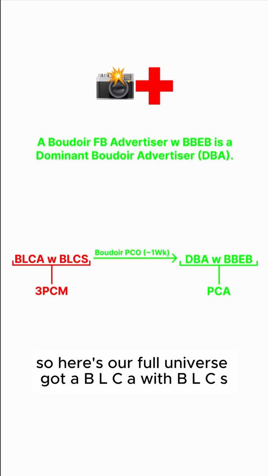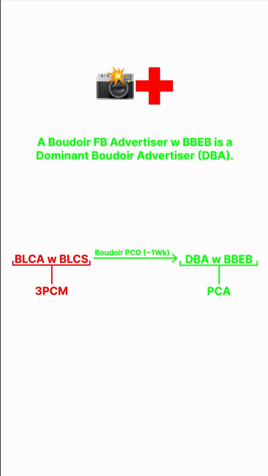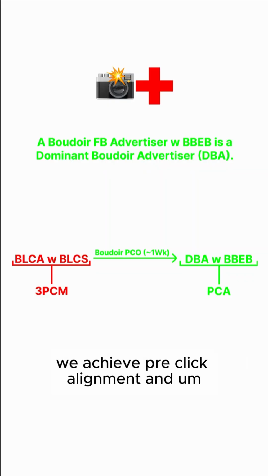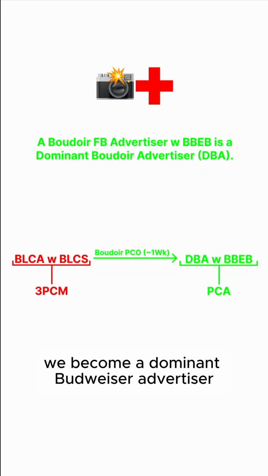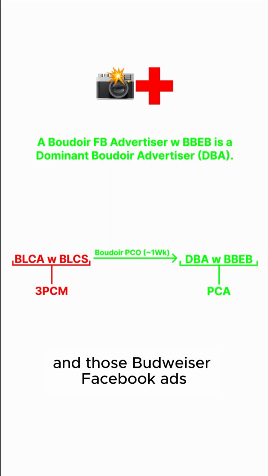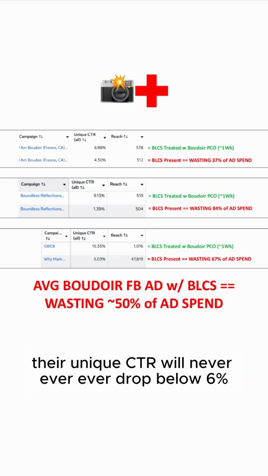So here's our full universe. Got a BLCA with BLCS. It's caused by the 3 pre-click mistakes. Solution, Boudoir Pico, takes about a week. We achieve pre-click alignment, and we become a dominant Boudoir advertiser with Boudoir brain entry boost. And those Boudoir Facebook ads, their unique CTR will never, ever, ever drop below 6%.